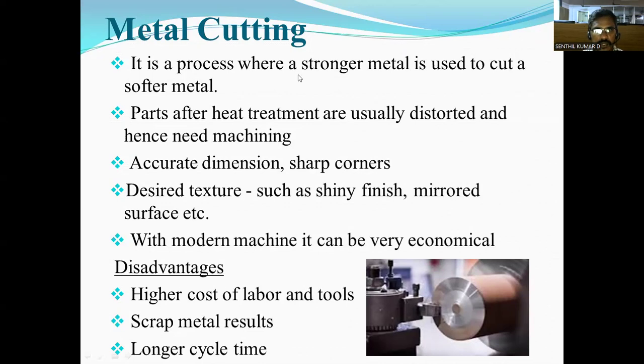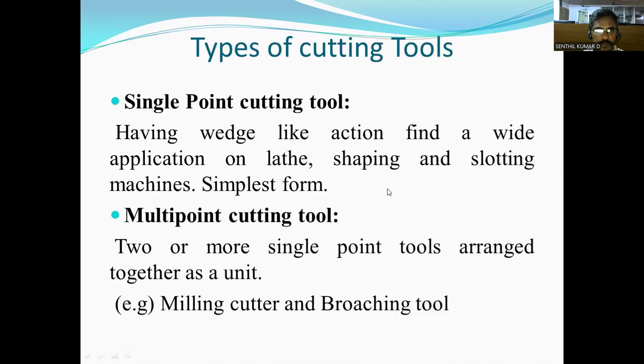Metal cutting will produce accurate dimensions and sharp corners. It will also produce desired surface structure such as shiny finish, mirror surface, etc. With modern machines, metal cutting can be done in an economical manner. But metal cutting has some disadvantages also: higher cost of labor and tools, scrap metal results, and long cycle time.